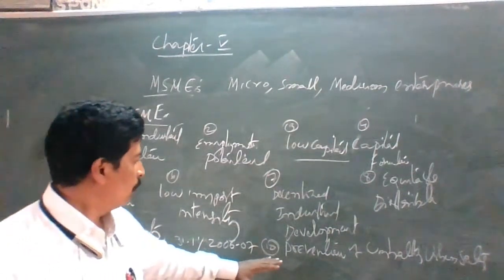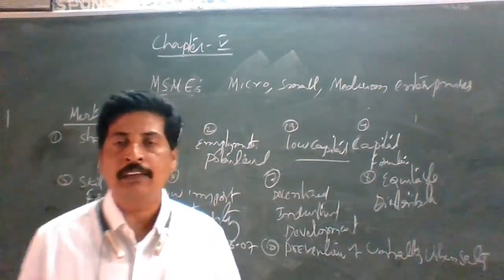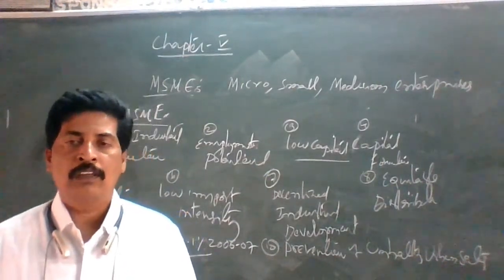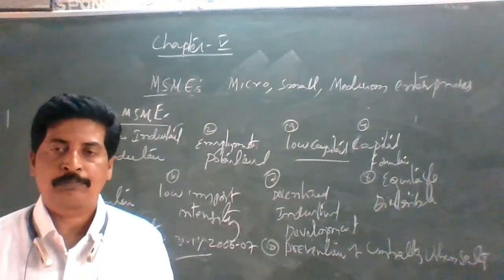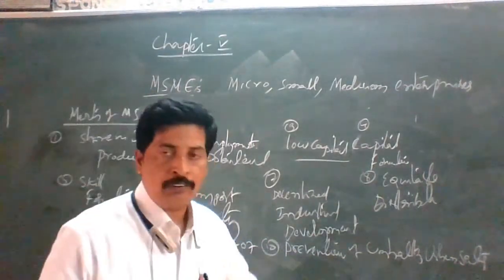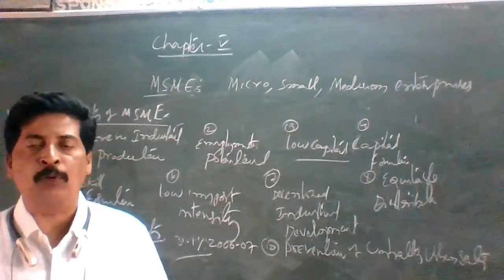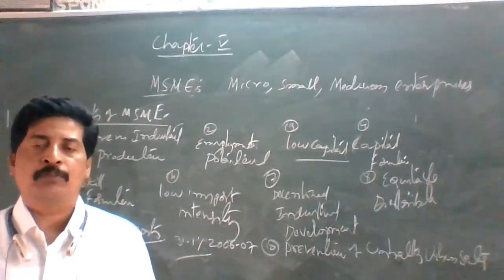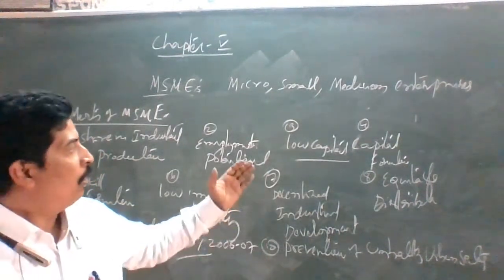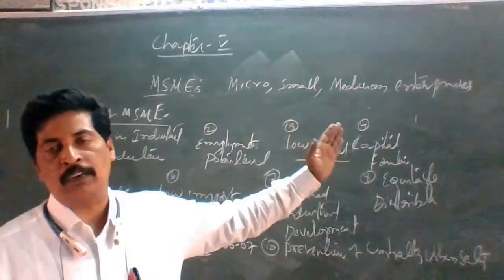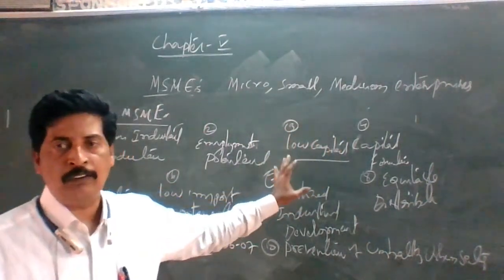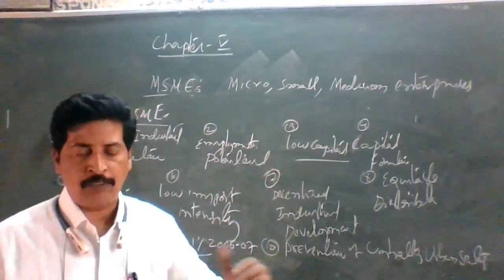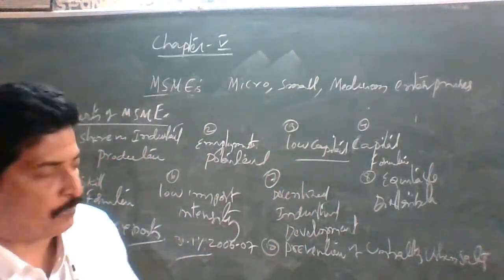Then coming to the tenth one, prevention of unhealthy urban sector. So MSMEs are always environmentally friendly, because they cannot release much environmental pollution. They can protect the environment by installing all types of micro, small and medium enterprises. Okay, these 10 points come under merits. What are the merits of MSME? Then we will go for the demerits of MSME.